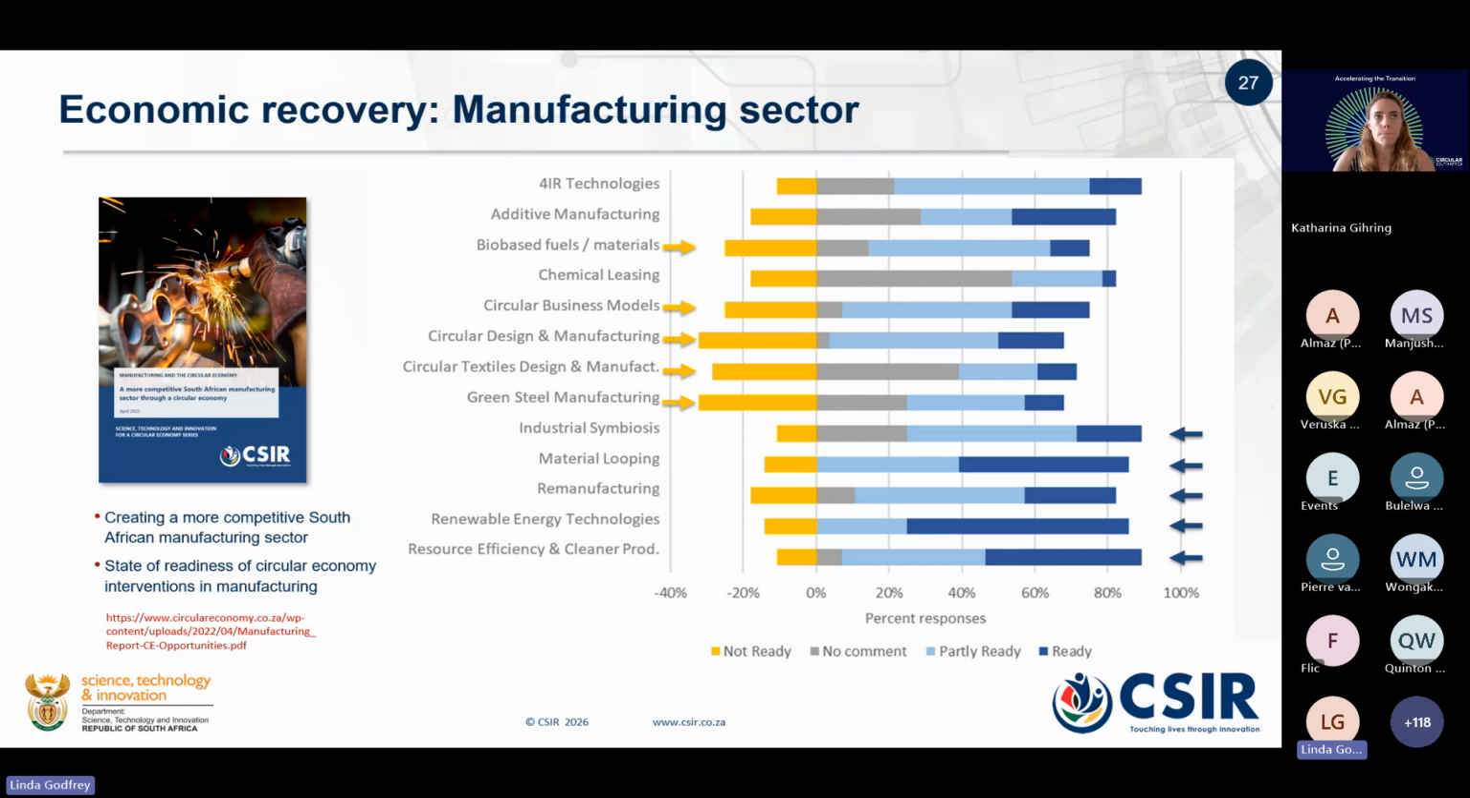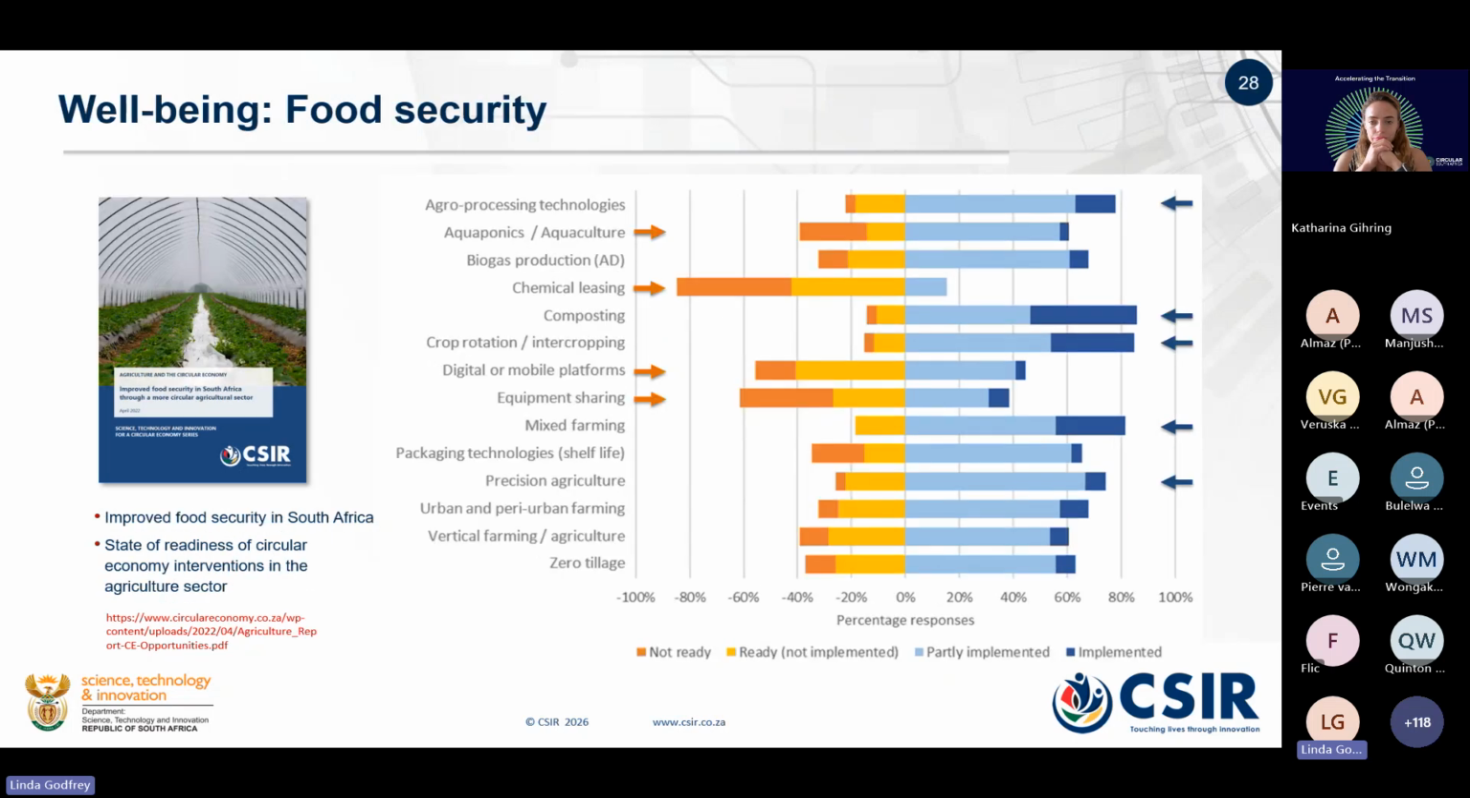For some of these, South Africa has a very strong footprint already. So the work that the National Cleaner Production Center, for example, has been doing around resource efficiency and cleaner production. You can see those ones down, the lower ones with the blue arrows, already a high level of readiness to adopt these interventions, whereas others with the yellow arrows are still to understand what we are talking about when we talk about chemical leasing, for example, within the manufacturing sector. What do we mean by green steel manufacturing? So a lower level of readiness to adopt those interventions.